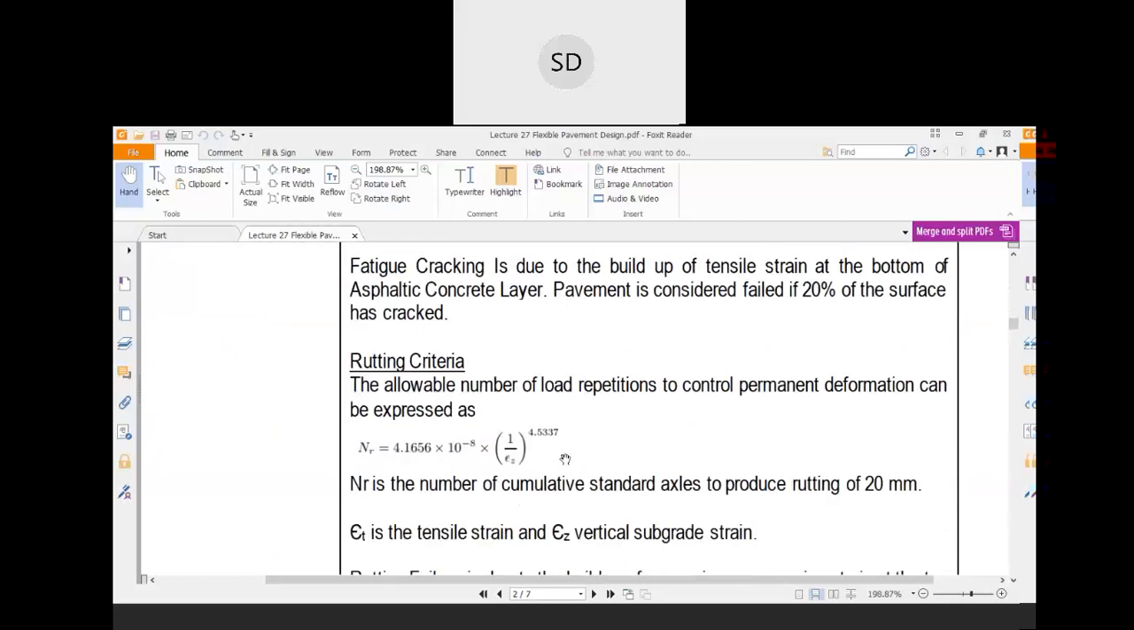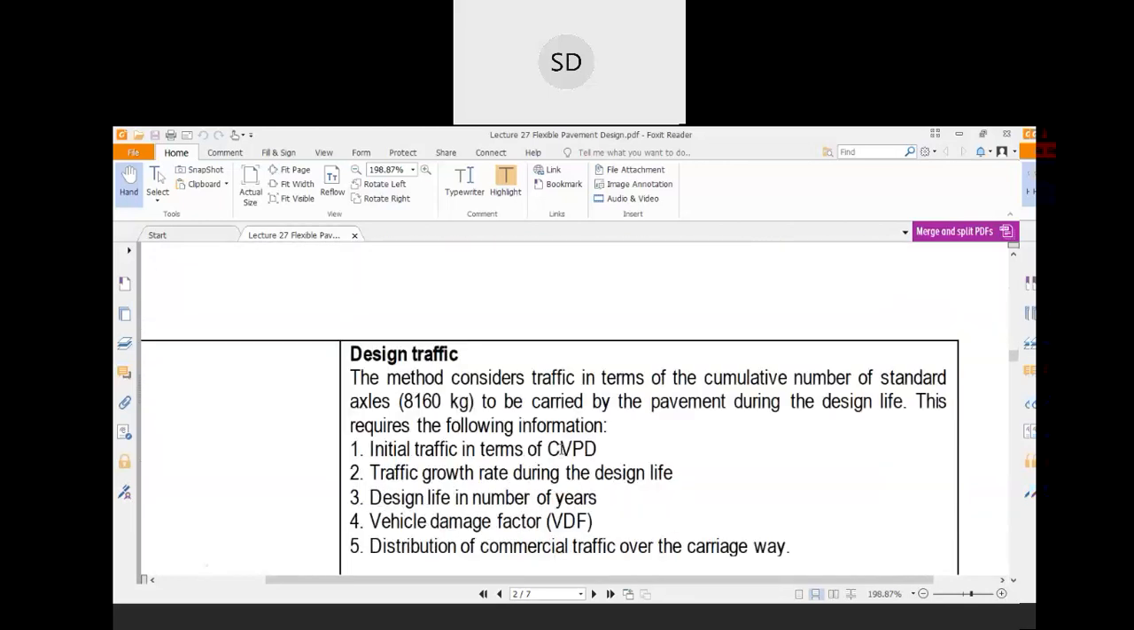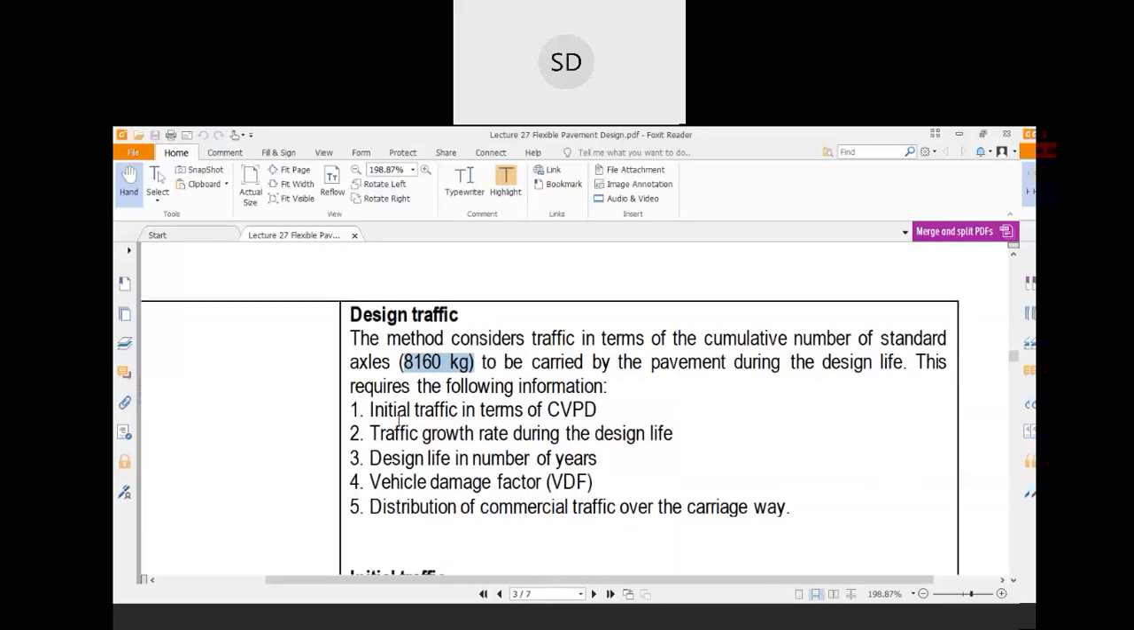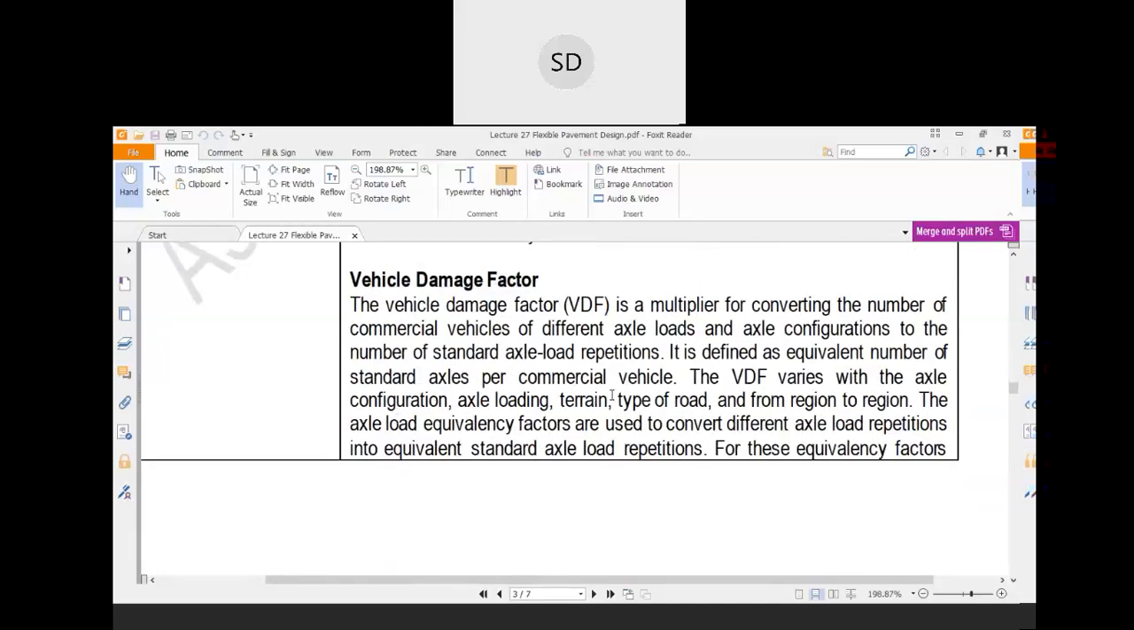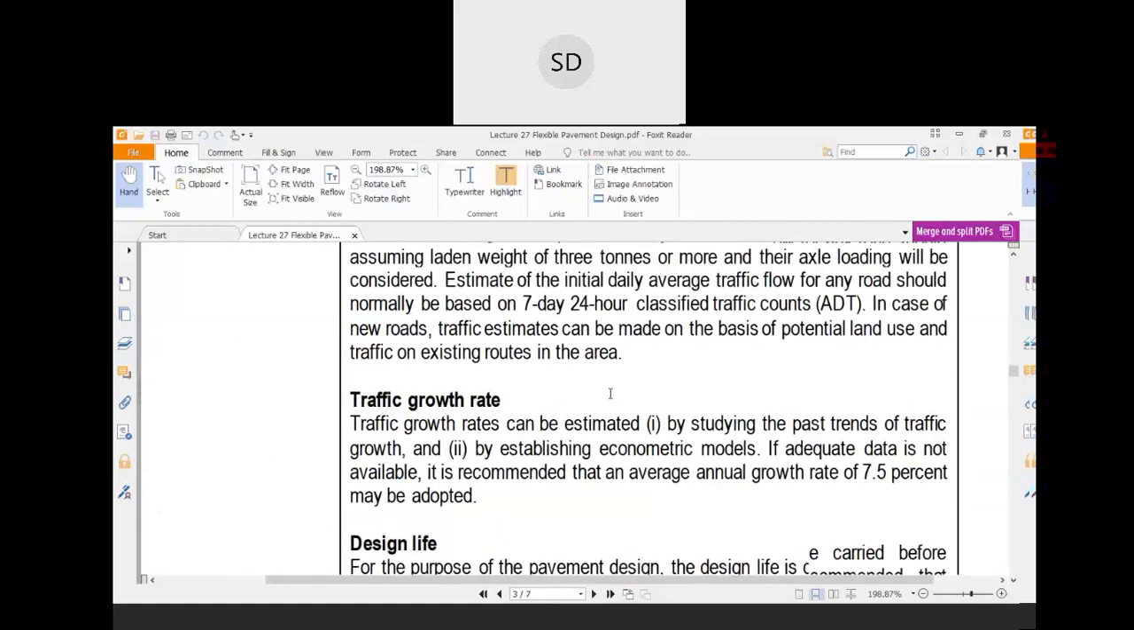Let me find out this thing. Okay, here, see, 8160 kg. In one instance it is written as 8160 kg as a standard axle load, and in another instance it is written that commercial vehicles of more than 3 tons are used for your design purpose. So what is the difference between these two things?